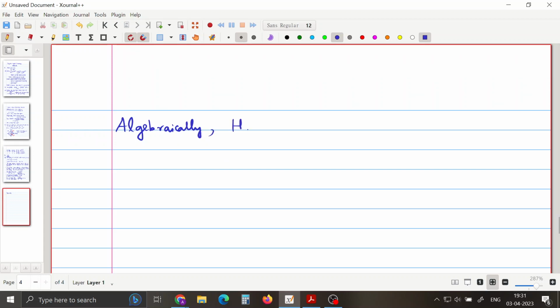So in general, the frequency response is given by magnitude times e power j theta, right?